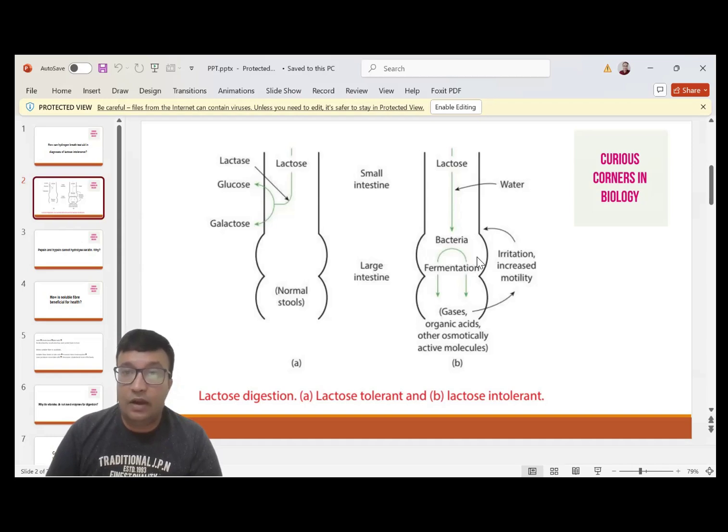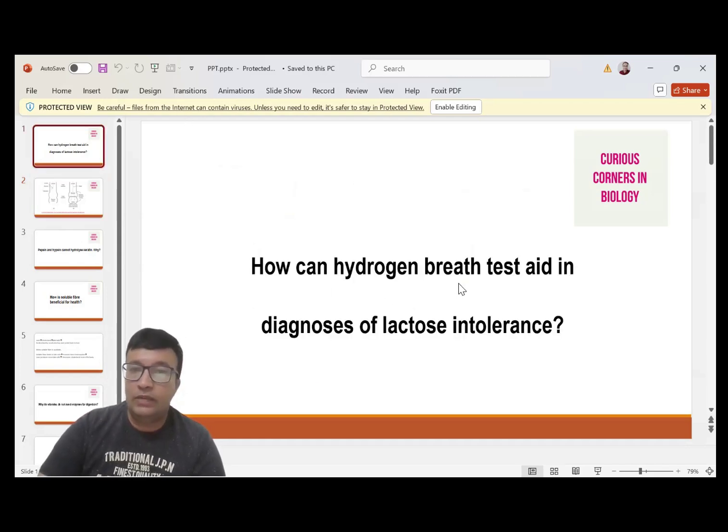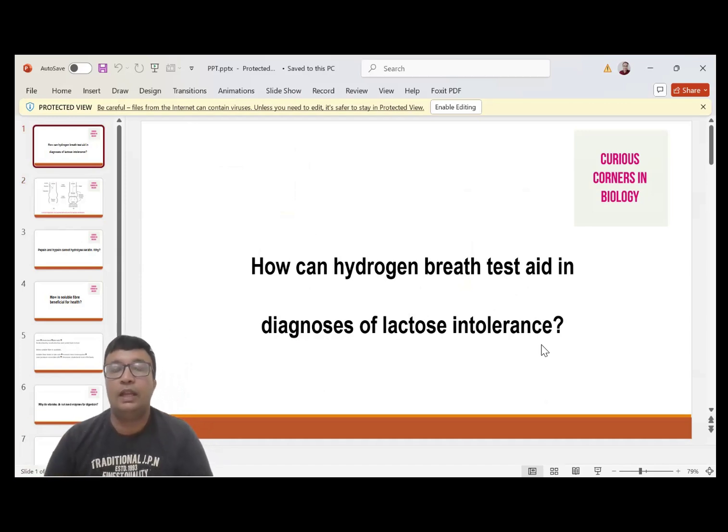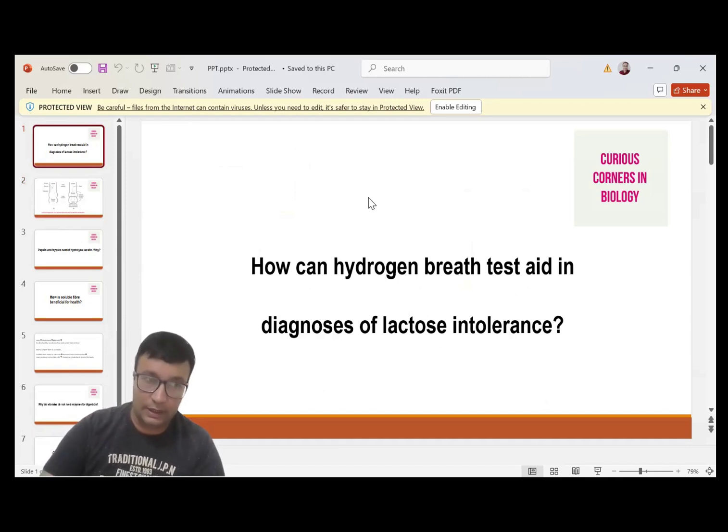So here, when gases are produced, the major one of those gases is hydrogen. Hydrogen can be detected in the stools of a lactose intolerant person, and this is how the hydrogen breath test helps in diagnosis of lactose intolerance. Of course, the hydrogen is also let out through the breath, which is not usually the case with a normal person.